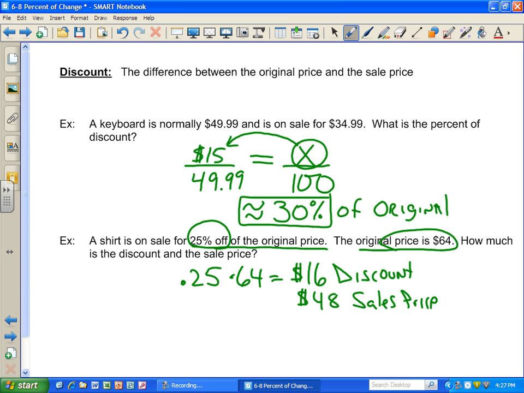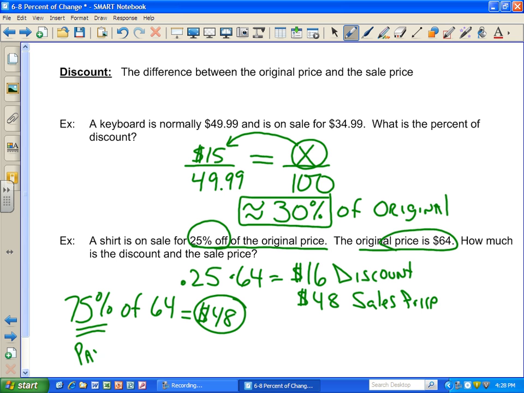We can also think about it in a different way. What if we just want to go directly to our sales price? If you're getting 25% off, how much are you actually paying then? You're actually paying 75% of the $64. So you can find 75% of 64, and that'll take you directly to that $48, which is the sales price. So 75% represents what you're paying. 25% represents your discount. So it's important to know the percentages that represent your discount and your sales price.